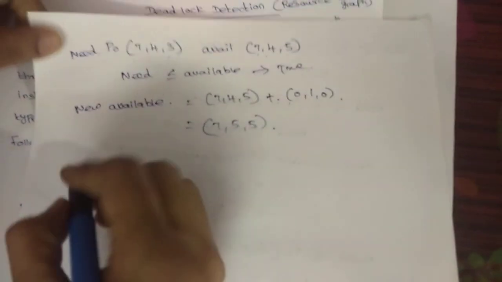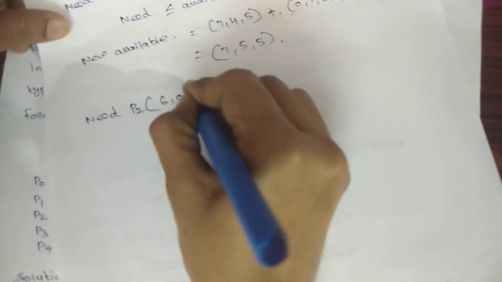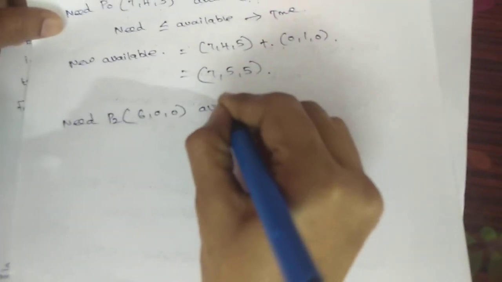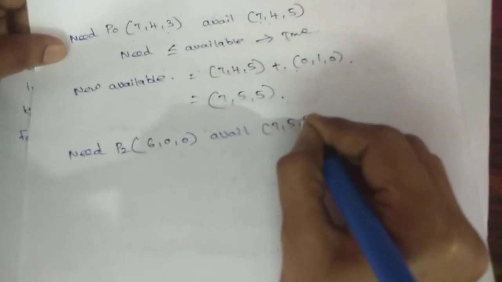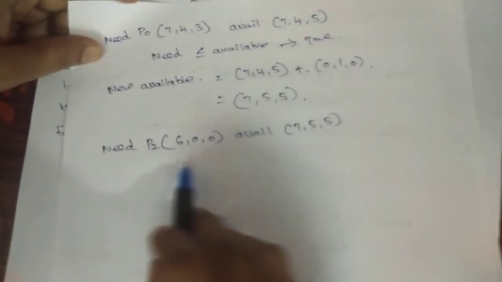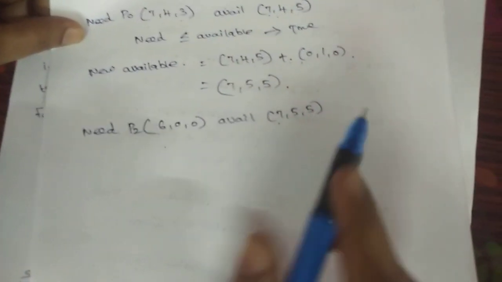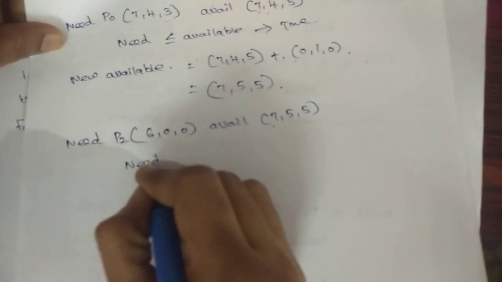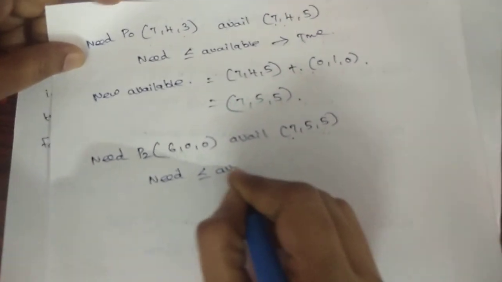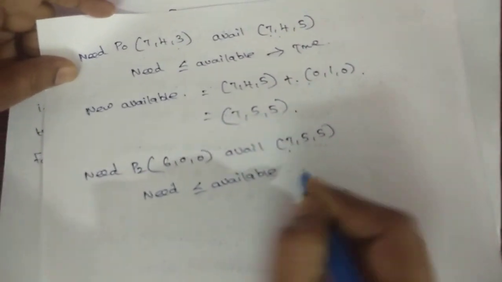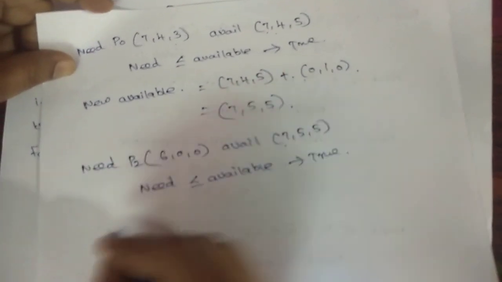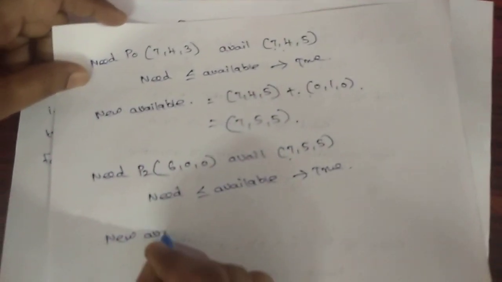Okay. Next pending request is P2. Need of P2 is 6, 0, 0, and the available is 7, 5, 5, which is the new available. We compare: 6 is less than 7, 0 is less than 5, and 0 is less than 5. So automatically the algorithm tends to true. Need is less than or equal to available. So the algorithm tends to true. We are going to calculate the new available.